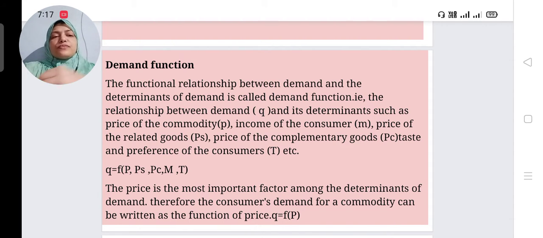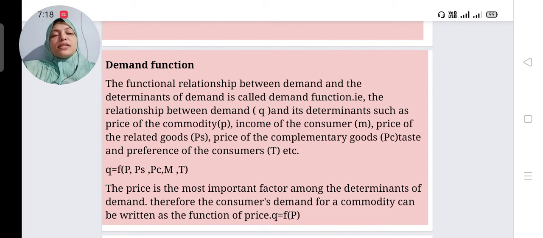Then we can represent this relation in a functional form, that is Q equal to F of P, PS, PC, M, T. P means price, PS means price of related goods, PC means price of complementary goods, M means income of the consumer, T means taste and preference.